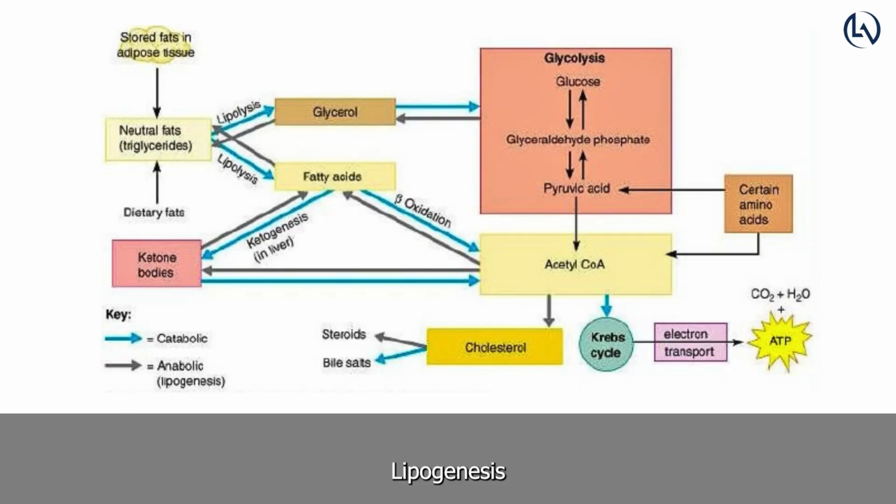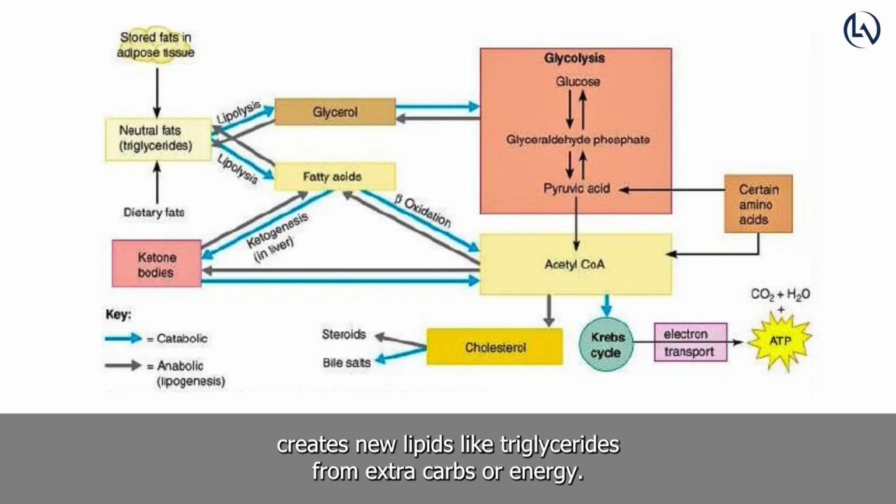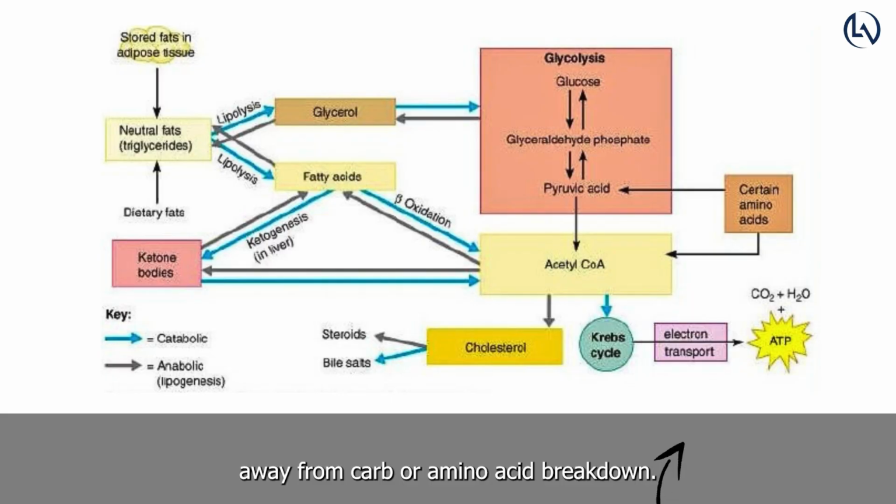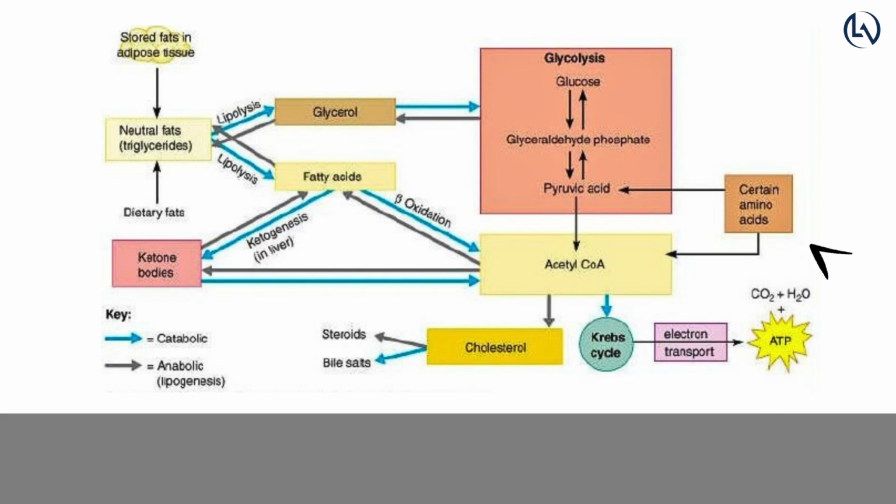Lipogenesis. Lipogenesis creates new lipids like triglycerides from extra carbs or energy. It happens in the liver and fat tissue using acetyl-CoA from carb or amino acid breakdown.